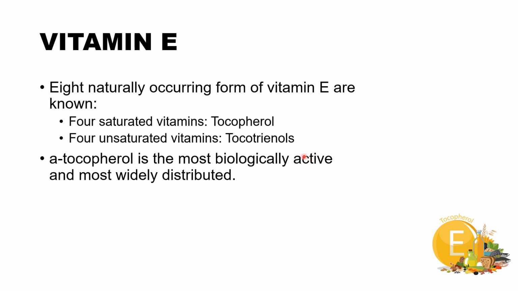So, for the vitamin E naman, there are 8 naturally occurring forms of vitamin E which are known. So first, yung first 4 are saturated vitamins na tocopherol, and then yung last 4, which is yung unsaturated vitamins na tocotrienols. So yun yung mga common or naturally occurring forms of vitamin E. So yung alpha tocopherol na tinatawag, it is the most biologically active and most widely distributed na vitamin.